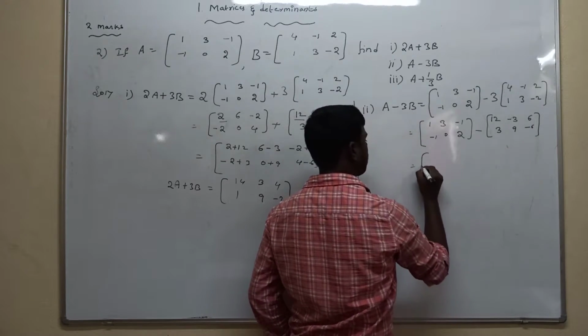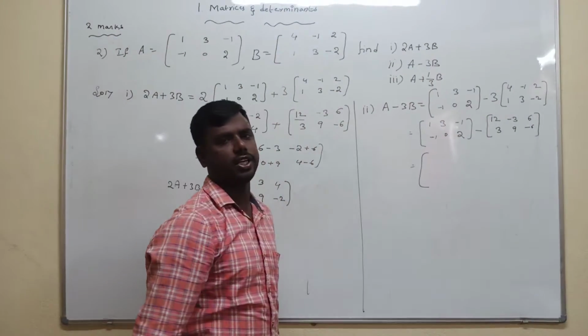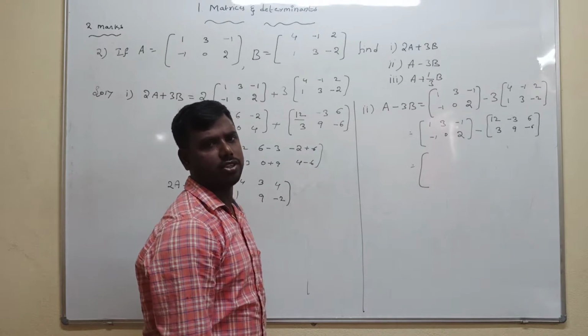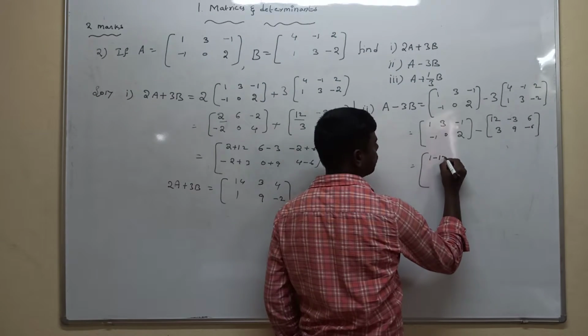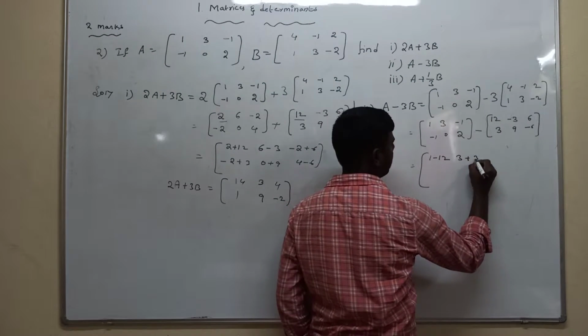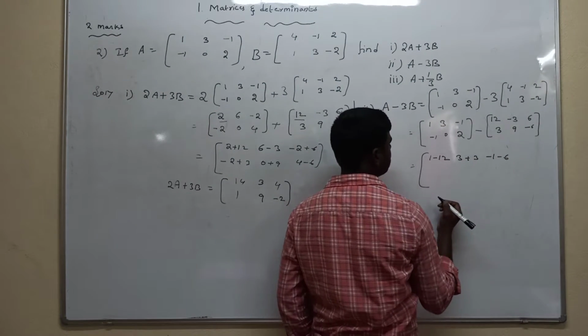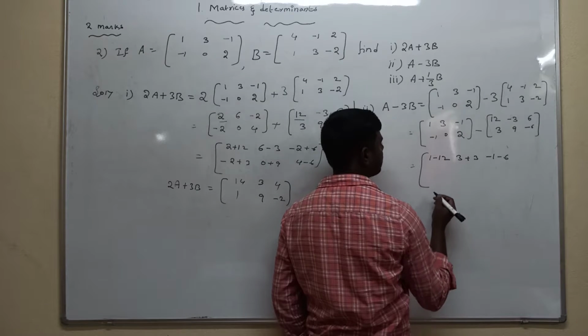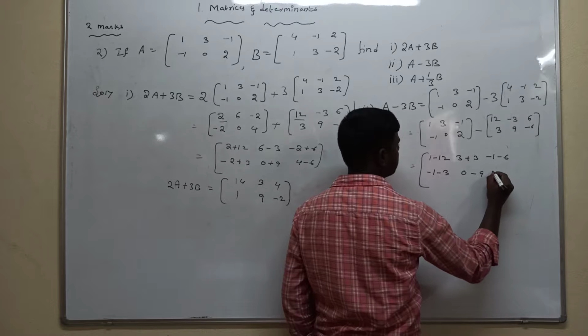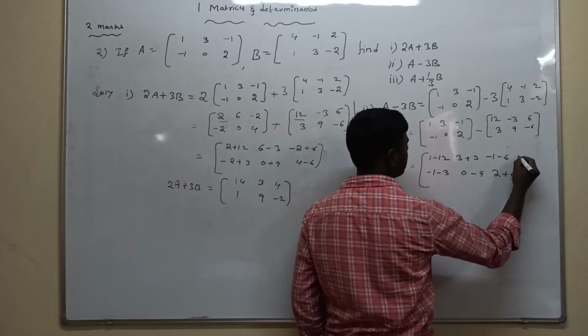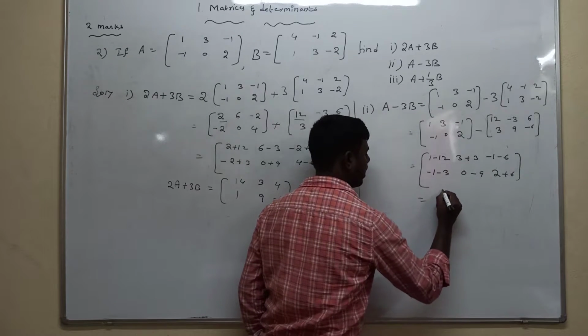Now subtraction of two matrices, we are subtracting corresponding elements. First element minus first element, 1 minus 12, 3 plus 3, minus 1 minus 6. Second row, first element minus first element, so minus 1 minus 3, 0 minus 9, 2 plus 6. We are subtracting the corresponding elements.